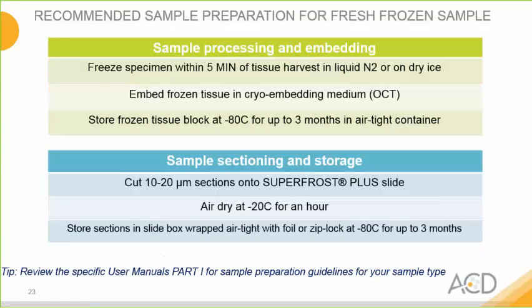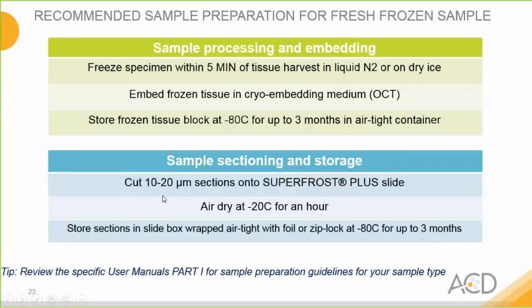Okay. So here's an example of the recommended method for fresh frozen samples. Fresh frozen sample is a commonly used sample type for the fluorescence assay. For fresh frozen samples, the recommendation is to freeze your sample within 5 minutes of tissue harvest in either liquid nitrogen or on dry ice, and then embed the tissue in OCT. You can then store the block at -80 for up to 3 months in an airtight container.